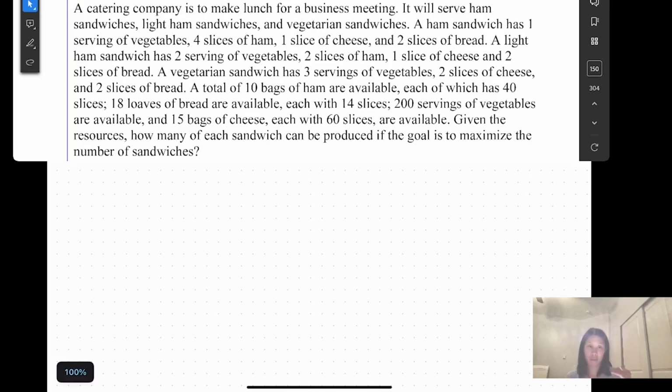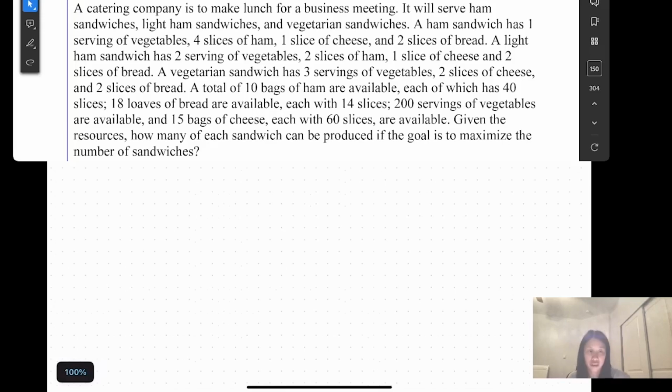So here I'm going to show you some in-depth steps on how to solve that problem. So again, we need to know how to set up the questions. Okay, so the catering company knows that they're making 3 sandwiches: ham, light ham, and veggie sandwich. We don't know the amount, so we can let ham be x, light ham be y, and let veggie equal to z numbers of veggie.